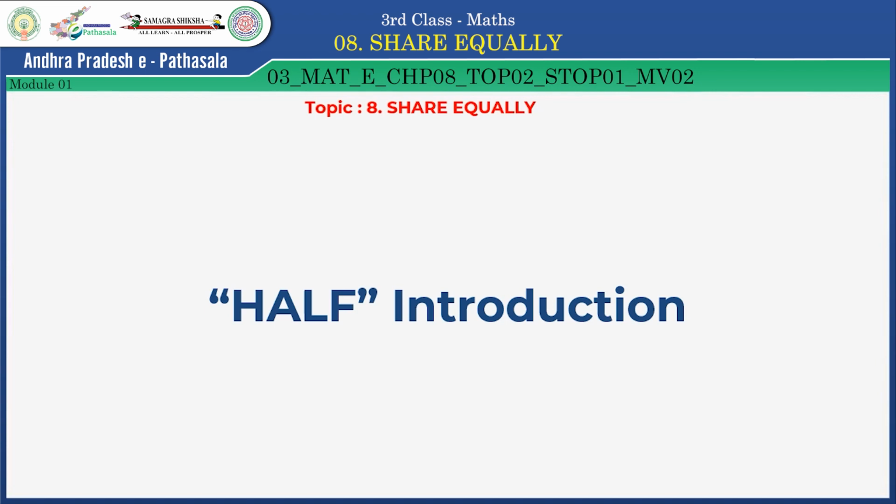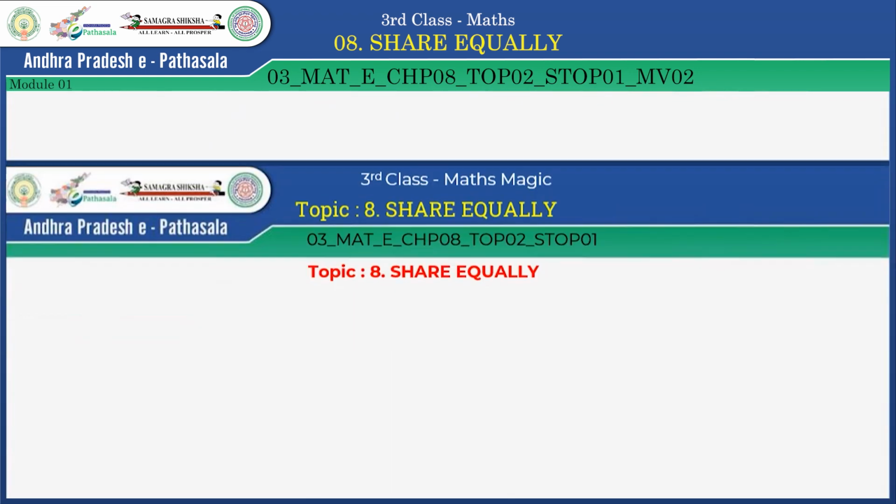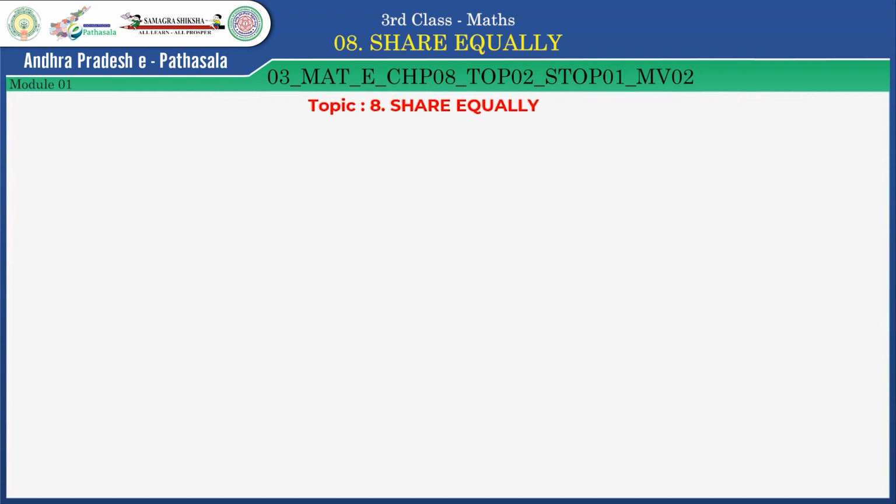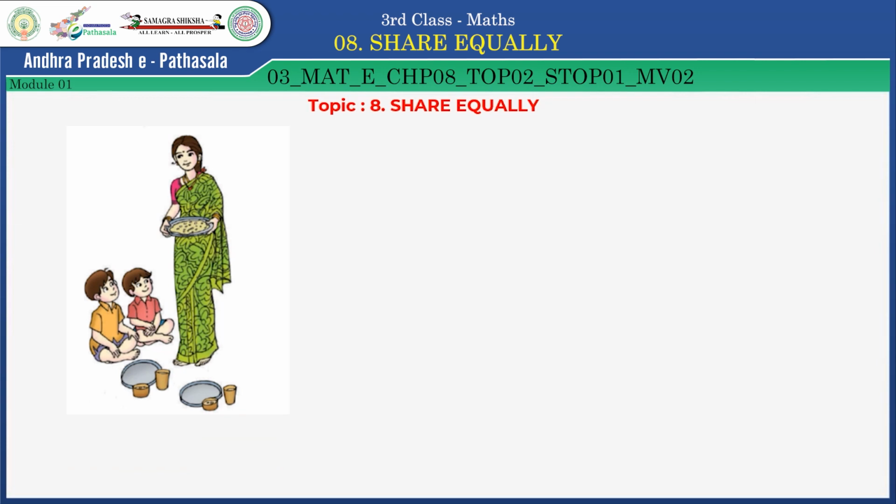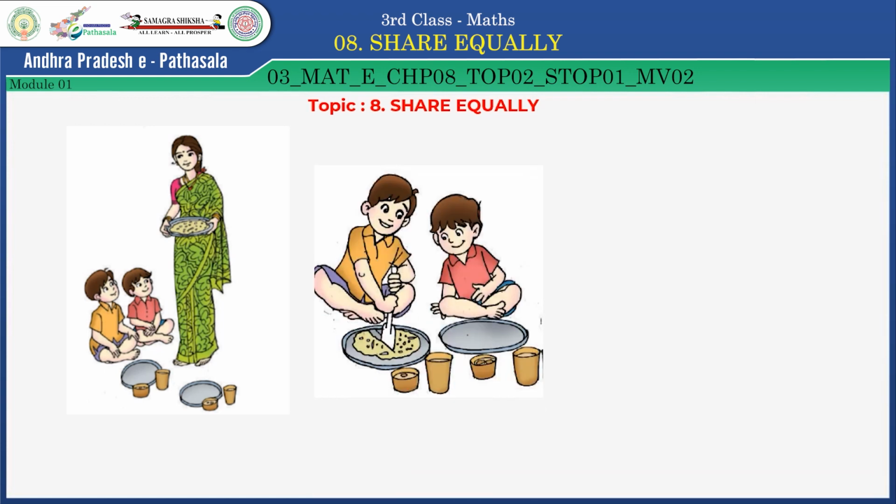Now we try to learn about the concept of half. Now we do one activity. Amma is preparing dosa in the kitchen, but only one dosa is completed. Her 2 sons, Srinu and Giri, want to share the dosa equally. How do they get equal shares? Srinu folded the dosa in the middle and cut it into equal parts.